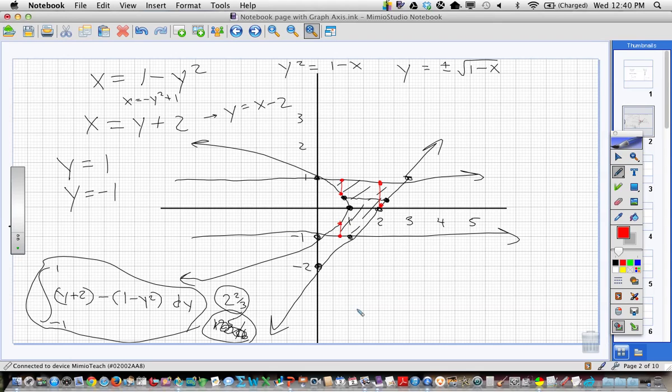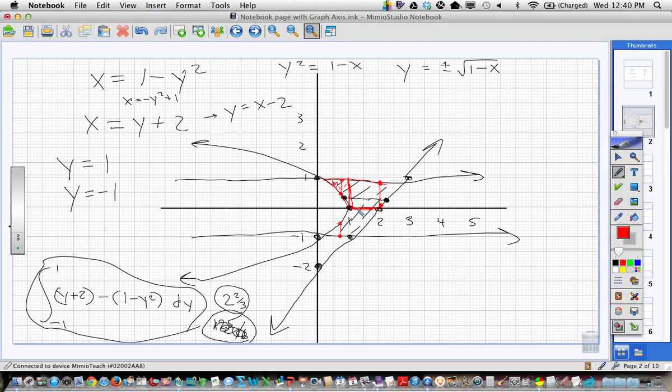So in A, it says, find the area of the region bounded below by the x-axis. So there's the x-axis right there. Above by the line y equals 1. So that's up here. On the right by the line x equals 1. That would be right here. X equals 1 would be this line right here. That's the right boundary. And the left boundary is the parabola. That's right here. So they're talking about this little piece of area right in here. Okay, so this little piece is what they're finding in part A.